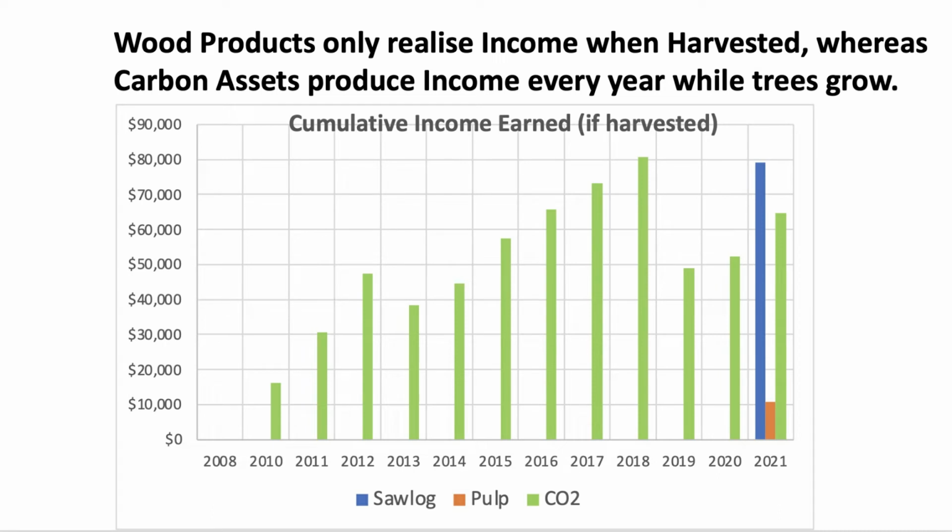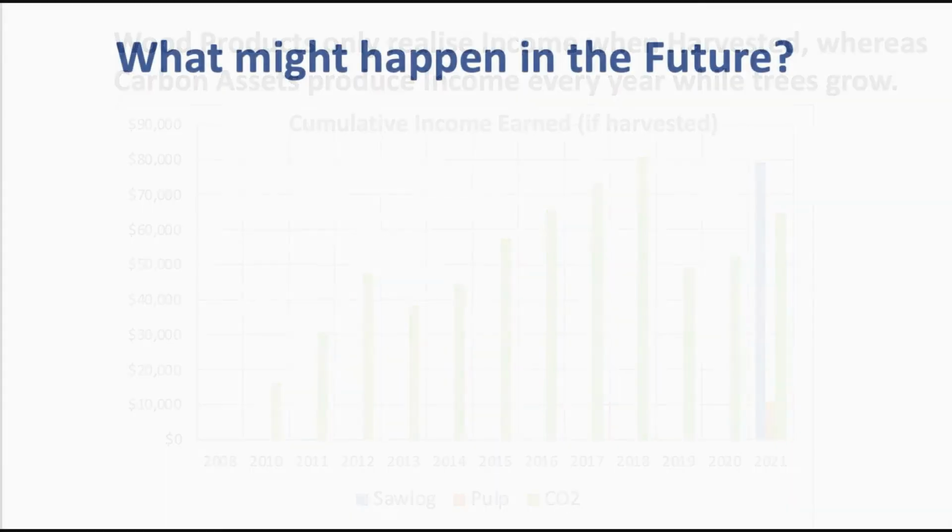So if you look at the cumulative income, that is added up year by year, because the carbon is being paid every year based on how much growth there was in that year, but the saw logs and the pulp will only be credited when you cut them down. And if we cut them down this year, this is what we would have got. How many hectares is that? This is 13 hectares. This is just for our blue gums, it's 13 hectares in total. Okay, so that's where we would be now.